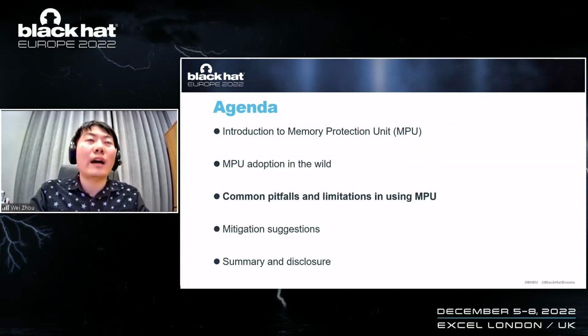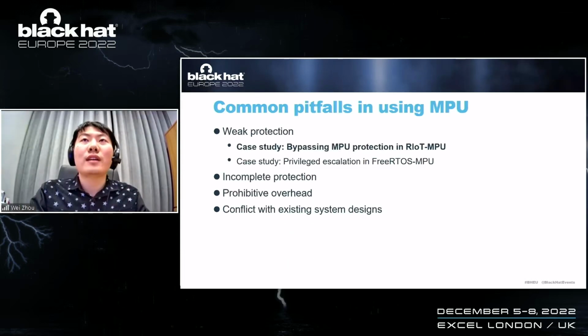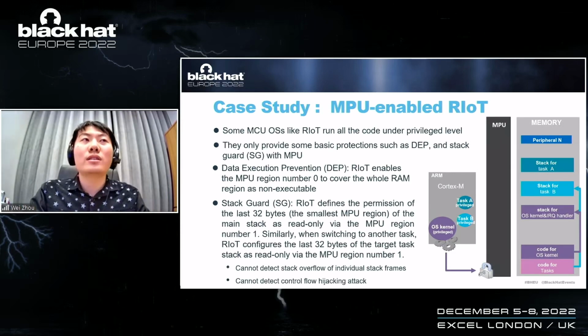Okay, I will now show the root causes of this situation. First, we summarize the common pitfalls as 4 points. First, I will show how to disable and easily bypass the protection provided by the MPU in a real-world RTOS. Some OSes like RT-Thread just use a few MPU features and run all the code at the privileged level. So it just provides some basic protections, like DEP and the stack guard.